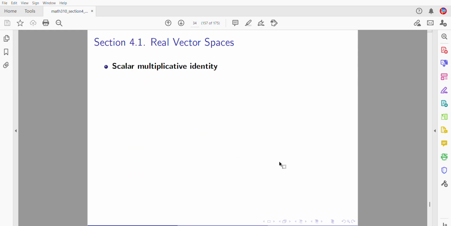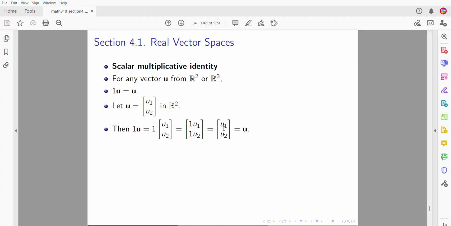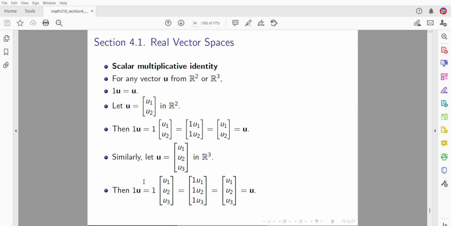What about scalar multiplicative identity? Multiplicative identity: for any vector u, 1 times u is itself. Let u be the vector u1, u2. 1 times u is 1 times u1, u2, which is 1 times u1, 1 times u2, which is u1, u2. So that's u. Similarly, in 3-dimensional, 1 times u is 1 times u1, u2, u3, which is 1 times u1, 1 times u2, 1 times u3, which in turn is u1, u2, u3, which is u.